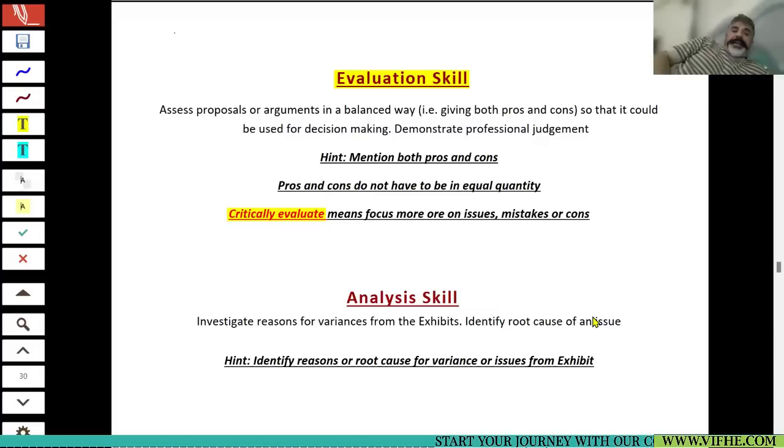All right, now coming to analysis skills. Again, it is very simple. Analysis skills means to identify the reason or the root cause of any issue, to investigate the reason. For example, if our sales revenue goes down, the board will ask why our revenue has gone down. When you identify the whys, the reasons, that is analysis skills: we investigate the reasons or the root causes of the problem.